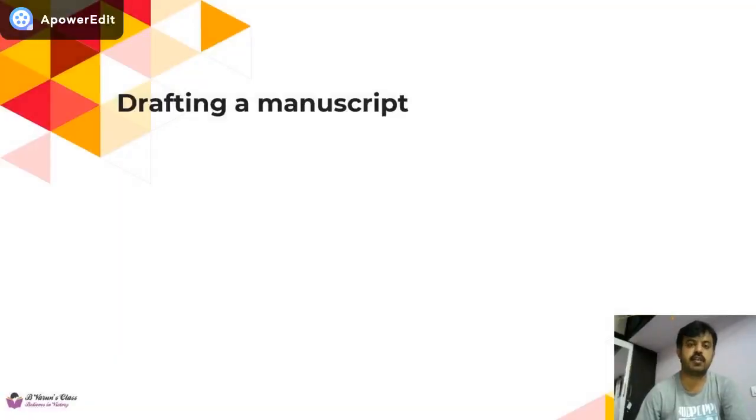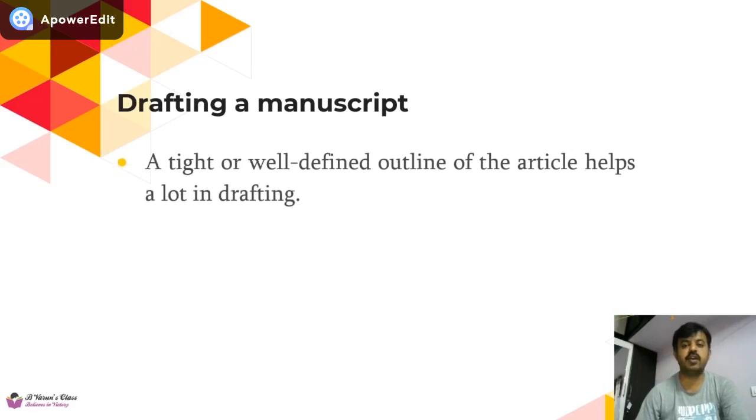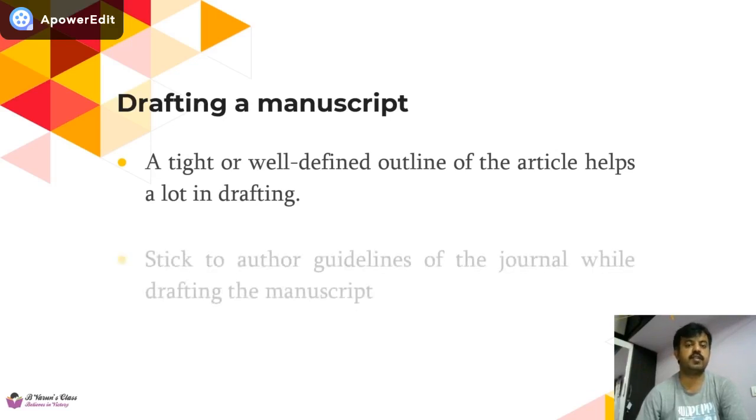Drafting a manuscript. So far we have discussed what to write, when to write, where to send. Now, how to write. Under how to write, we are going to discuss drafting a manuscript. How to start the manuscript writing? A well-defined outline of the article helps a lot in drafting, which means before proceeding with the drafting, we should form an outline as we discussed in the previous slides.